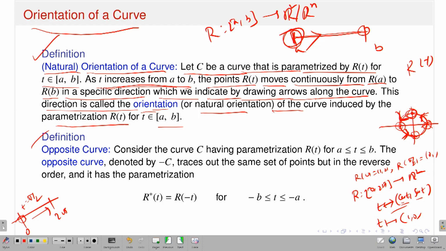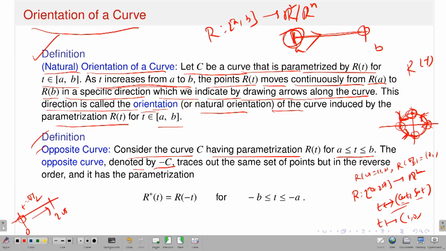Again, I will just recall the definition. What is the meaning of the opposite curve? Consider the curve C, which has a parameterization r of t, with t running from A to B. Then you can define the opposite curve, which I denote as minus C. Since minus C is a curve, it will also have a parameterization, and once I talk about the parameterization, I am done.